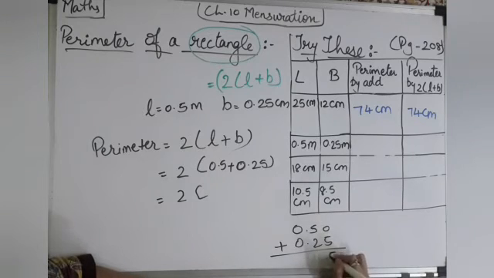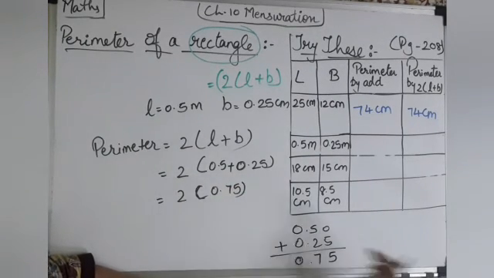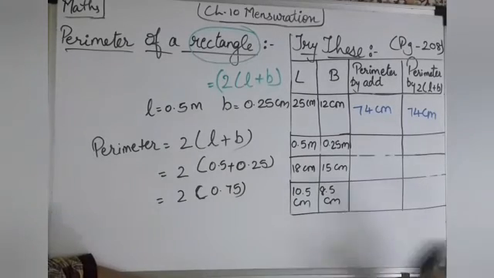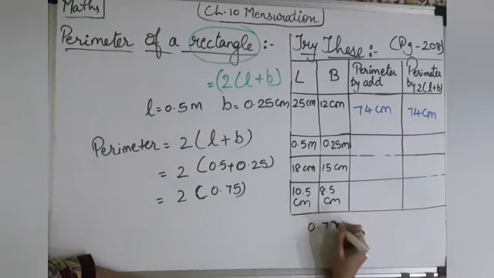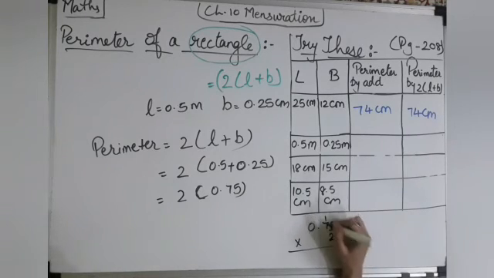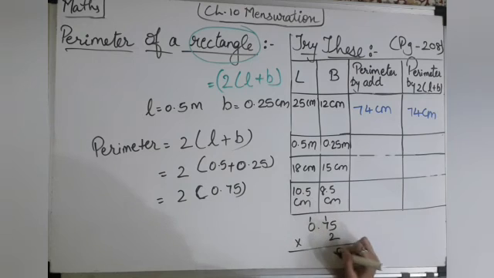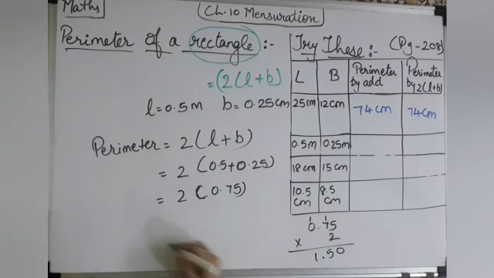5 plus 0 is 5. 5 plus 2 is 7. 0 plus 0 is 0. So we got the answer 0.75. Now let's multiply it. 0.75 into 2. 5 twos are 10 and 7 twos are 14. 14 plus 1 is 15. So 1 carry, 5 down. And 2 zeros are 0, but 1 is there. So 1 will be put down and we'll put the decimal. So 1.50 meter.